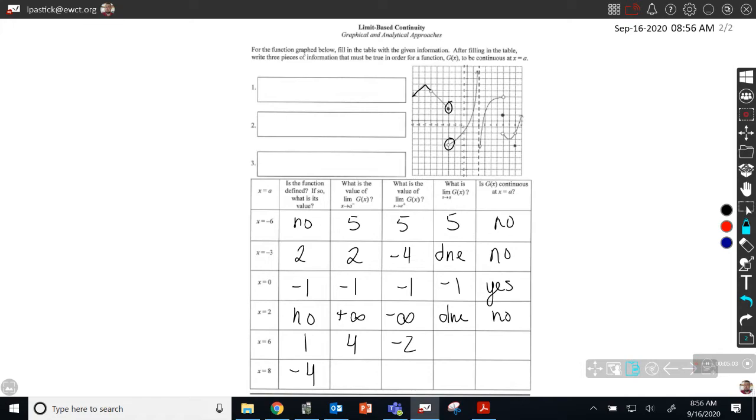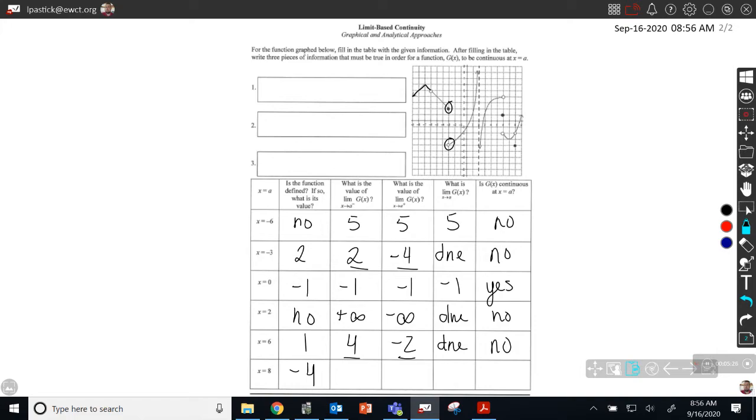And the two-sided limit does not exist, and the reason it does not exist is because these two values don't equal. Same thing here. That's why we're going to say it does not exist. And then the last one, is it continuous? No, we've got again a jump discontinuity at positive 6.